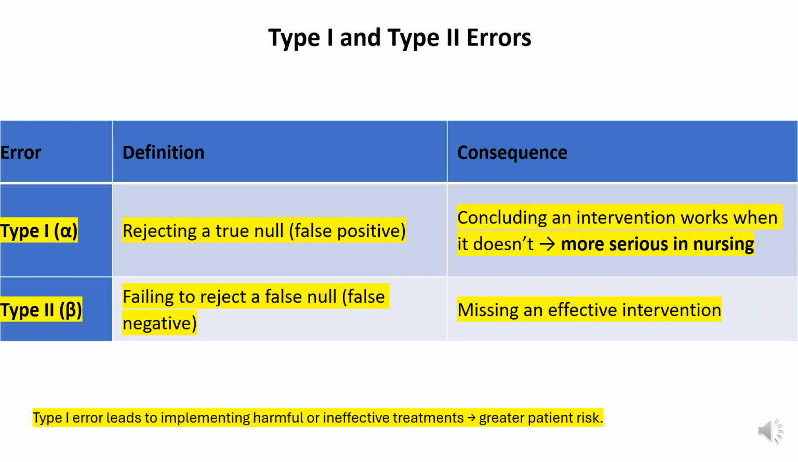In nursing and healthcare, Type 1 errors are considered more serious because they can lead to implementing ineffective or even harmful treatments, thereby exposing patients to unnecessary risks.